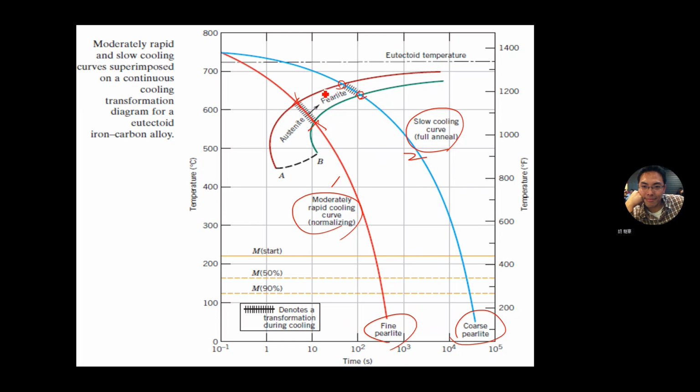Well, maybe I would modify this figure a little bit, because if I denote this fine pearlite here, it may be mistaken for a martensite structure. Therefore, at this point it's fine pearlite, and at this point it's coarse pearlite.